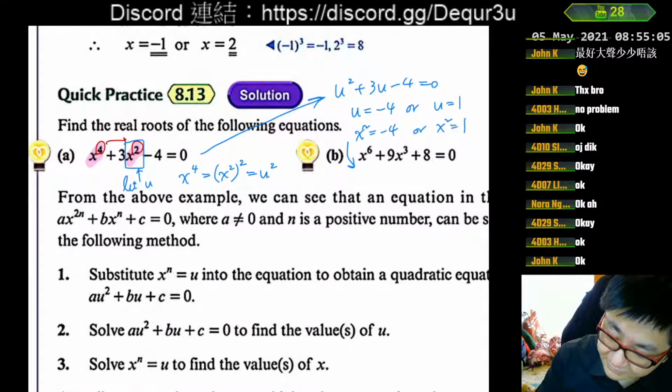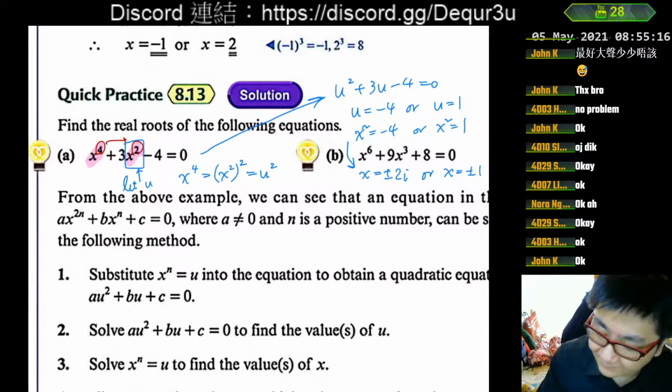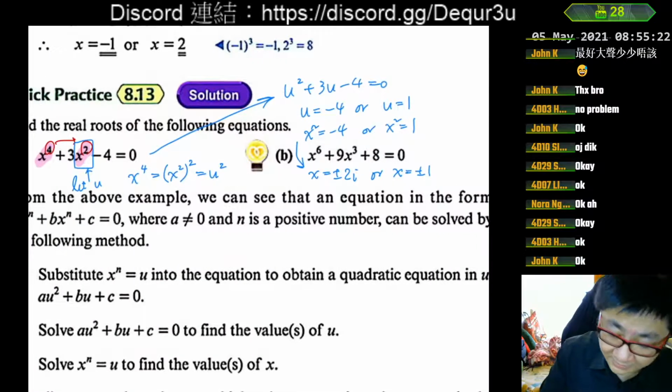If we take square roots, then this will be the square root of a negative number, that means i. So x will be positive or negative 2i, or x will be equal to positive or negative 1. Remember, when we take square roots, we add positive and negative. And this is part A.